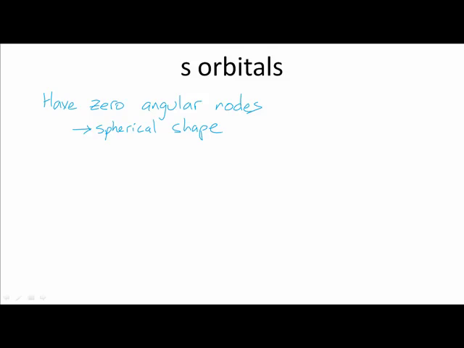And in an s sublevel, there's only one s orbital. So this is an orbital that makes up its own sublevel. And there's an s orbital on every single energy level. So starting from energy level 1 up to energy level infinity, there's always an s orbital.